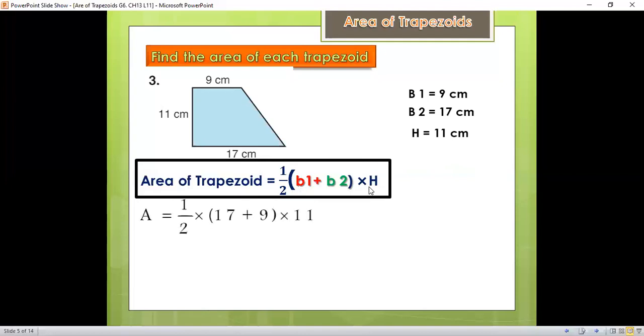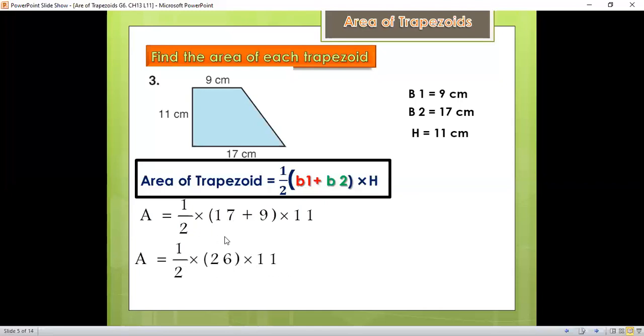By substitution, area equals half multiplied by 17 plus 9 in brackets, multiplied by 11. Then 17 plus 9. We calculate the brackets first. Then half multiplied by 26 multiplied by 11.